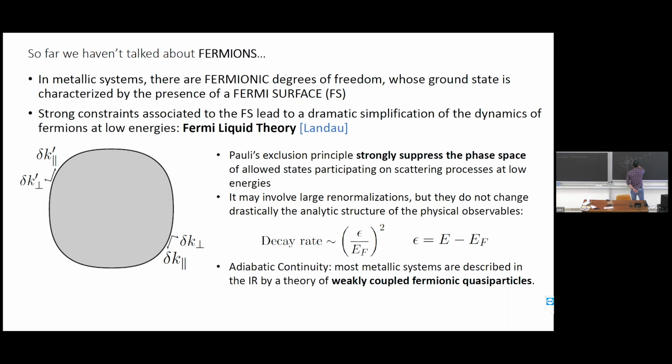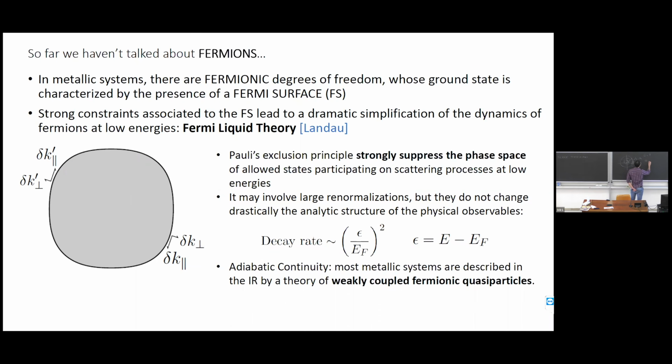There's still a massive suppression of phase space for a given low energy scattering process. And due to this massive suppression, the quantum corrections are tamed, in the sense that even if they may involve large renormalizations of some phenomenological parameters like the effective mass, these quantum corrections essentially cannot change the analytic structure of the fermionic Green function. So let me be a bit more precise about this.